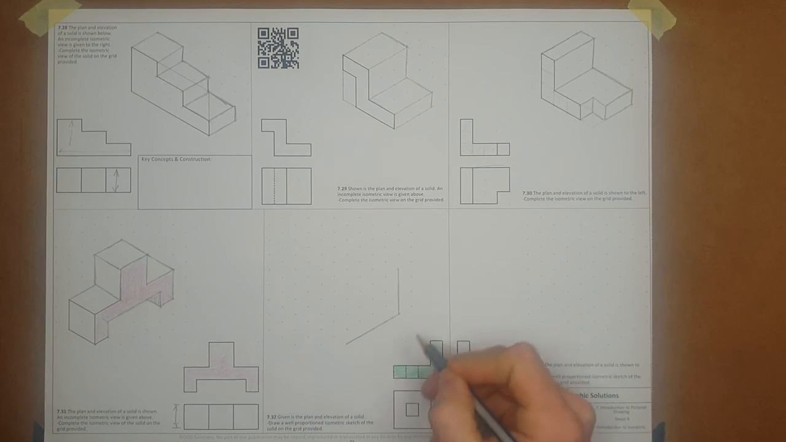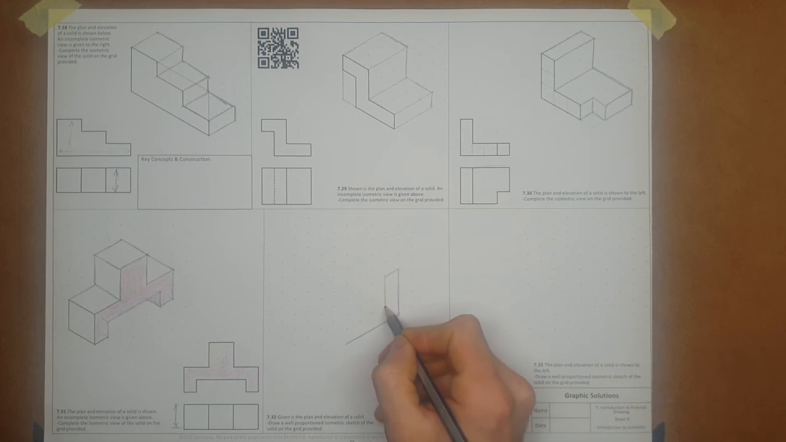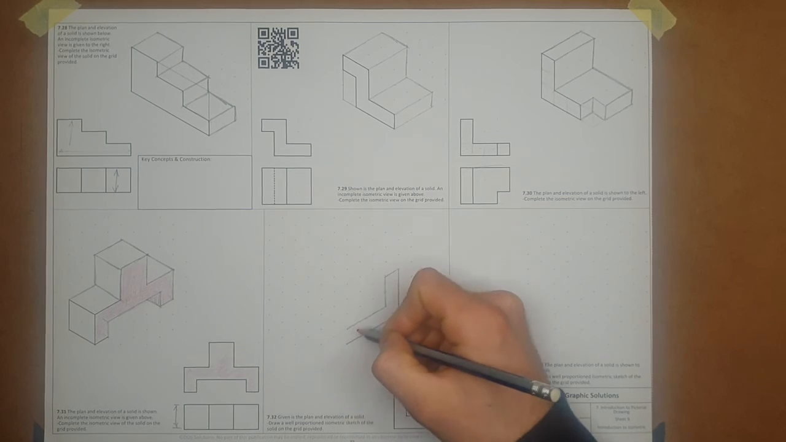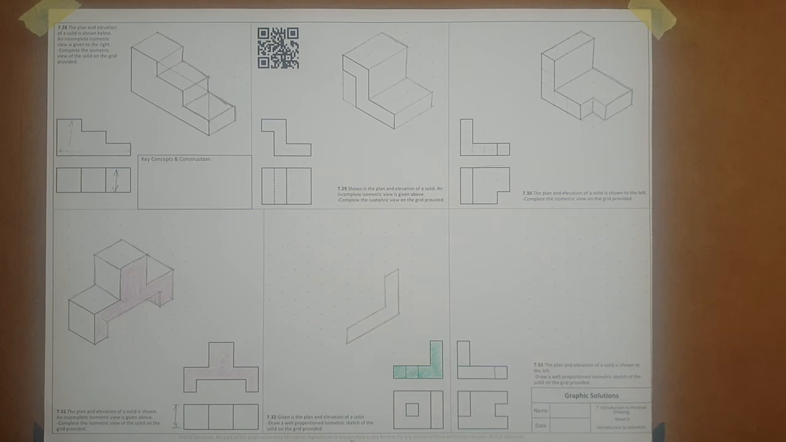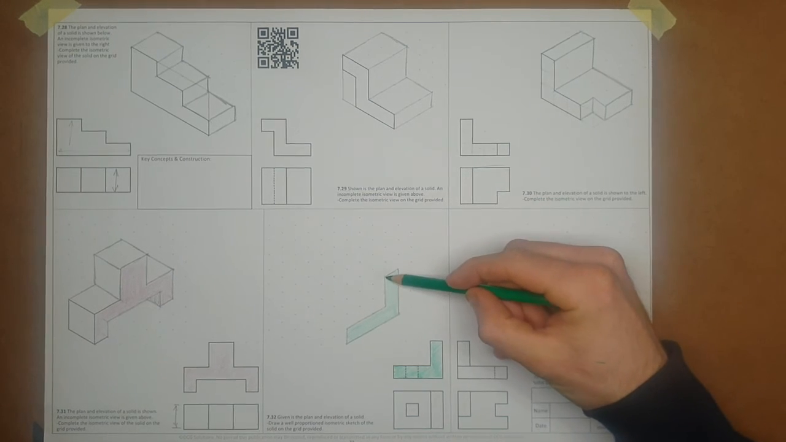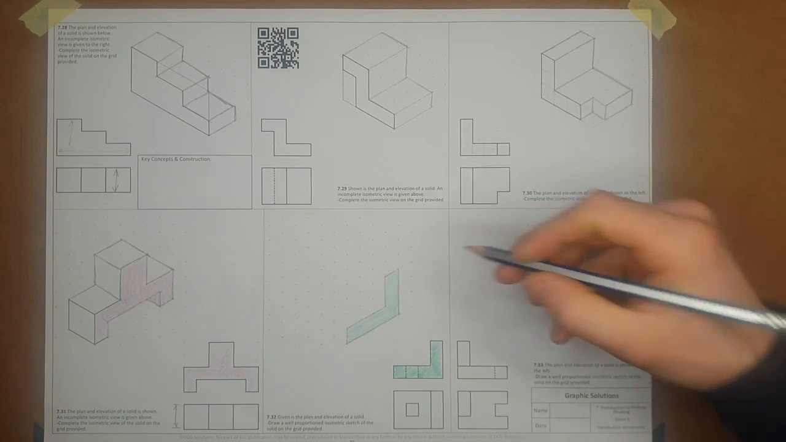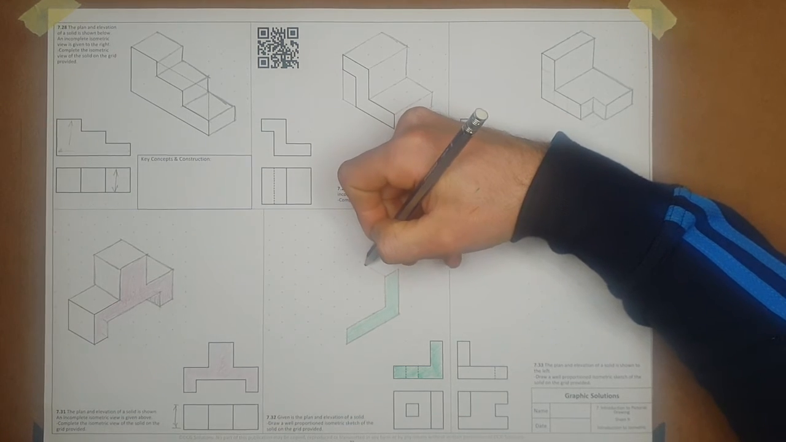I want to work on this green face first, so I'll come out and down, out and down. And everything lands on the grid lines for now, until we start getting into curves and slopes. Every part of this is going to be probably 1, 2, 3 deep. So 1 box, 2, 3.